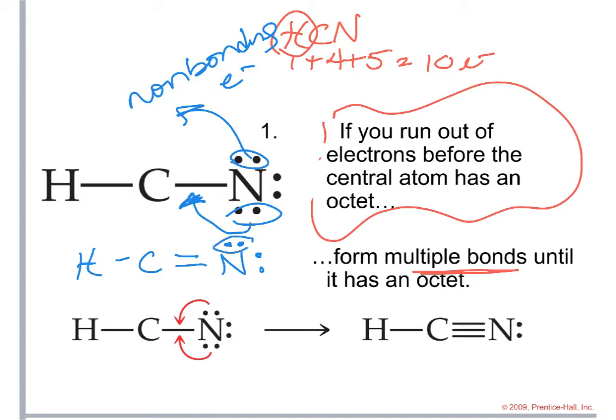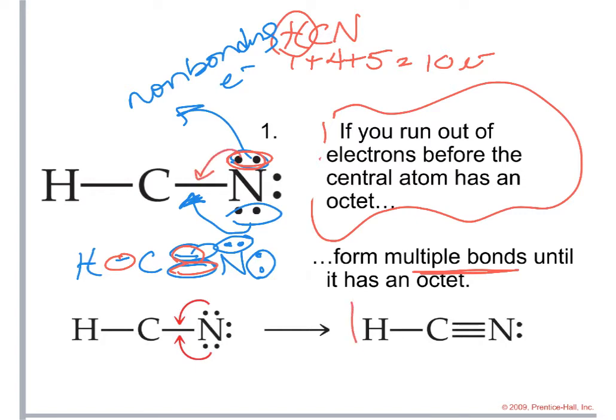So nitrogen still has 8, and it won't change that, 2, 4, 6, 8. But what does carbon have now? We've made it a little better. It has 2, 4, 6. But carbon only has 6 valence electrons, so we need to go ahead and make another multiple bond. So we're going to do the same thing that we already did. We're going to take yet another lone pair, a non-bonding pair, and move it to make yet another multiple bond.